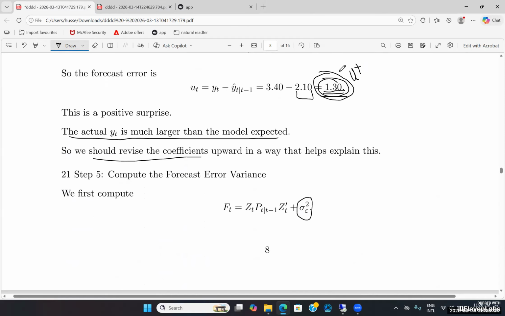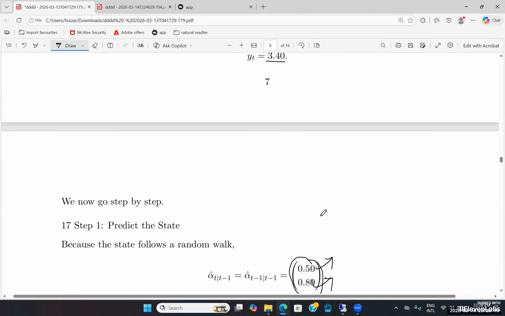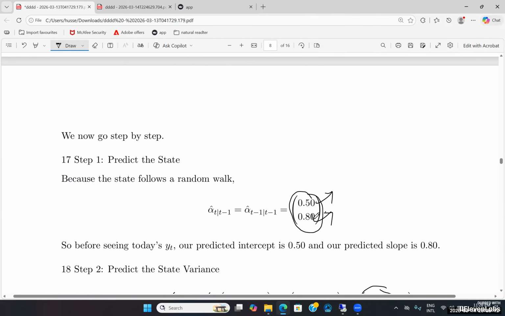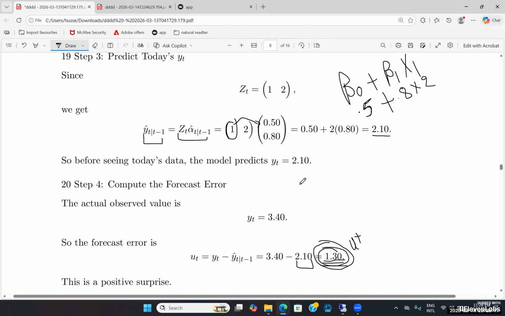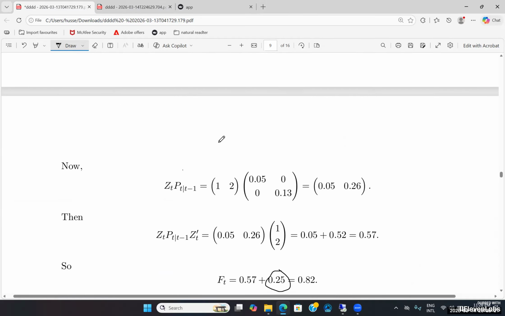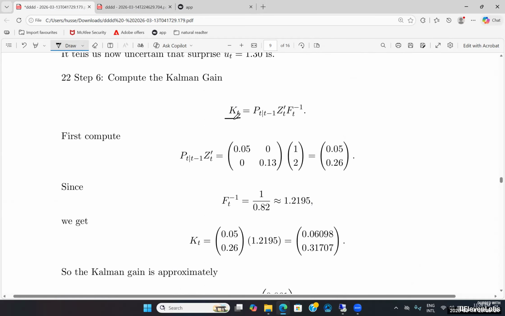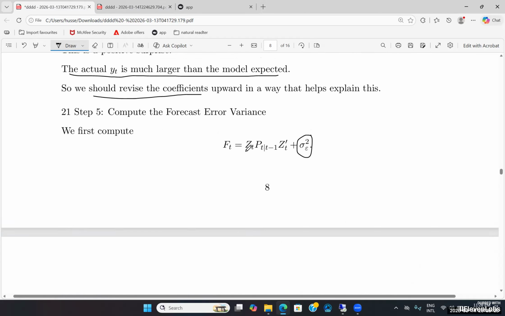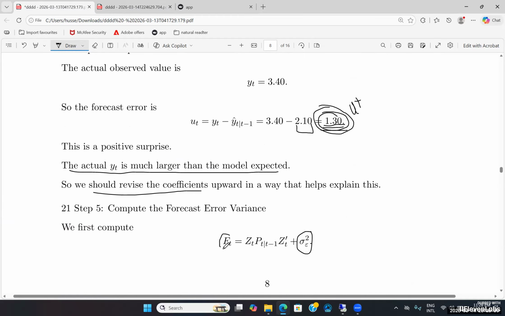In this case, we underpredicted the y value because the actual y was higher. So we must adjust these coefficients, whether it's the intercept term or the coefficient attached to our variable x1, which we call beta 1. The key question is by how much we need to revise these values upward. This is exactly where the Kalman filter, or the Kalman gain, becomes essential. And the Kalman gain, which is a very important element in this process, is primarily a function of something we call F. This F is essentially the forecast error variance.